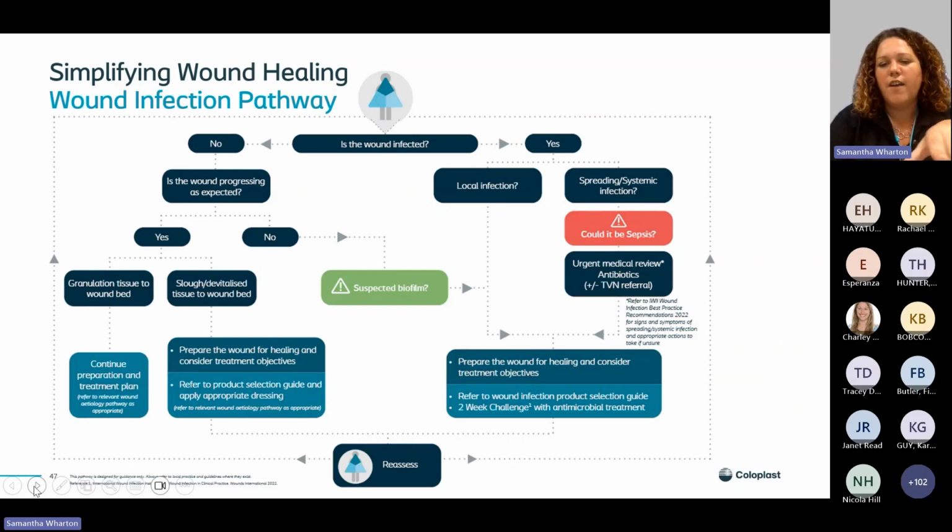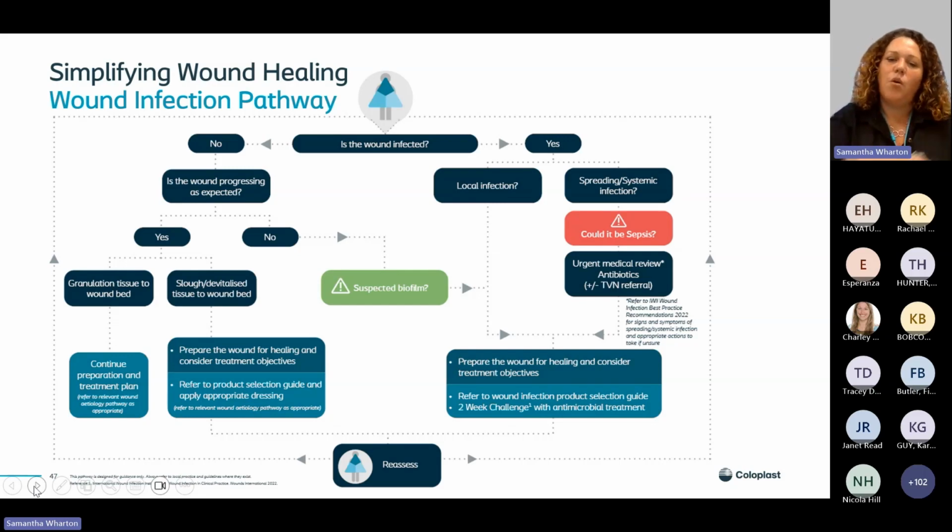Going straight back up to the top, so is that wound infected? Yes. Are there signs of local infection? Then you would need to do your wound preparation and use your antimicrobial. If there's signs of spreading or systemic infection, you need to be escalating, thinking about could it be sepsis, escalate, maybe get a GP referral if they need antibiotics, or if it's a systemic infection, obviously you would need A&E and really acute support at that point. And again, you can still use your antimicrobial at this point to continue to reduce that bacterial burden within the wound bed.